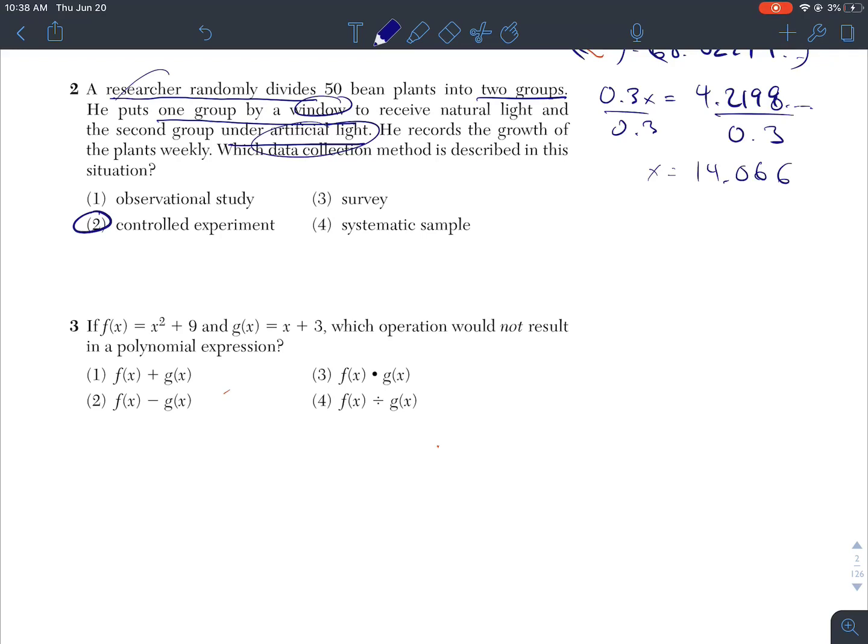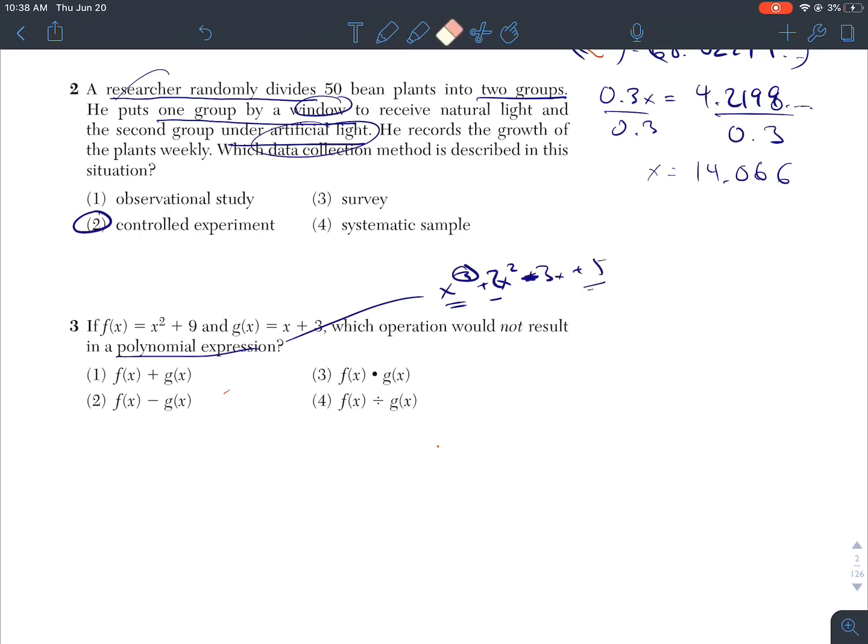Okay, and the researcher divides it, so it's not an observational study. Next up for f of x, which of the following would not result in a polynomial expression? A polynomial expression is one that looks like this. It's powers of x that are being added, positive powers of x, perhaps with coefficients. Some can be negative. And sometimes with a constant term.